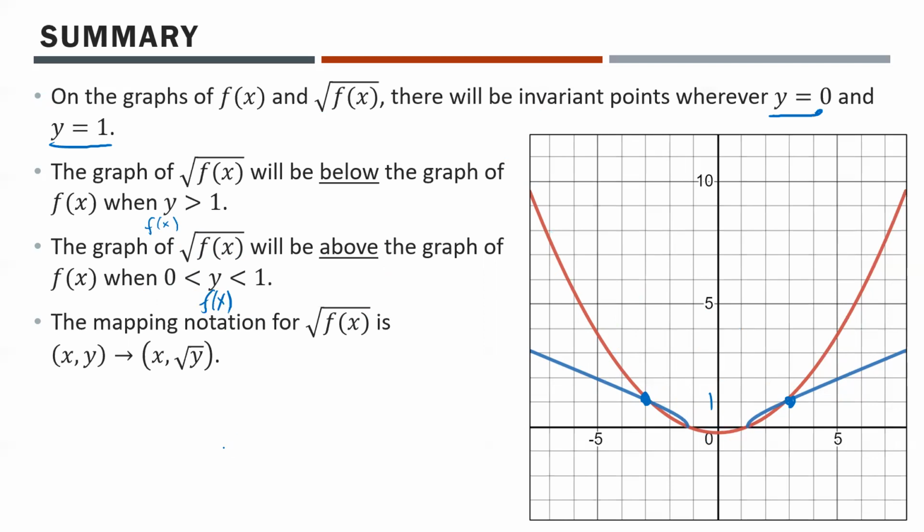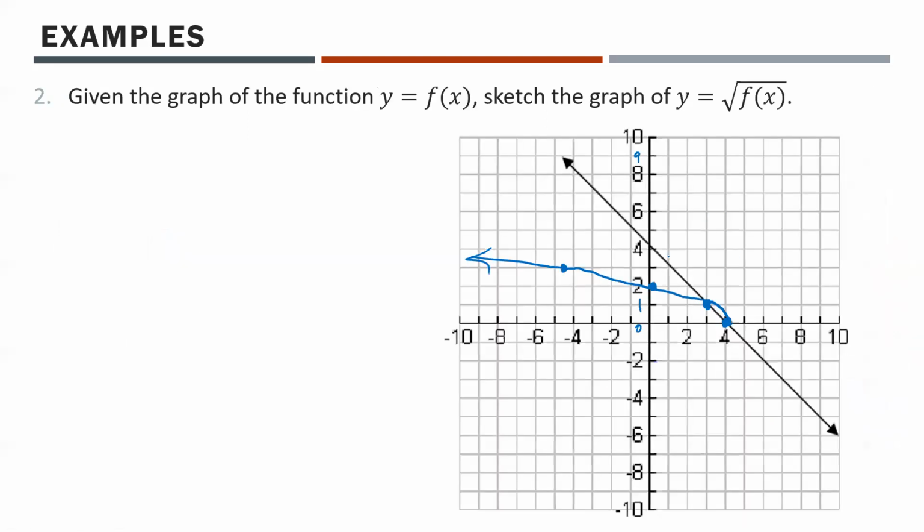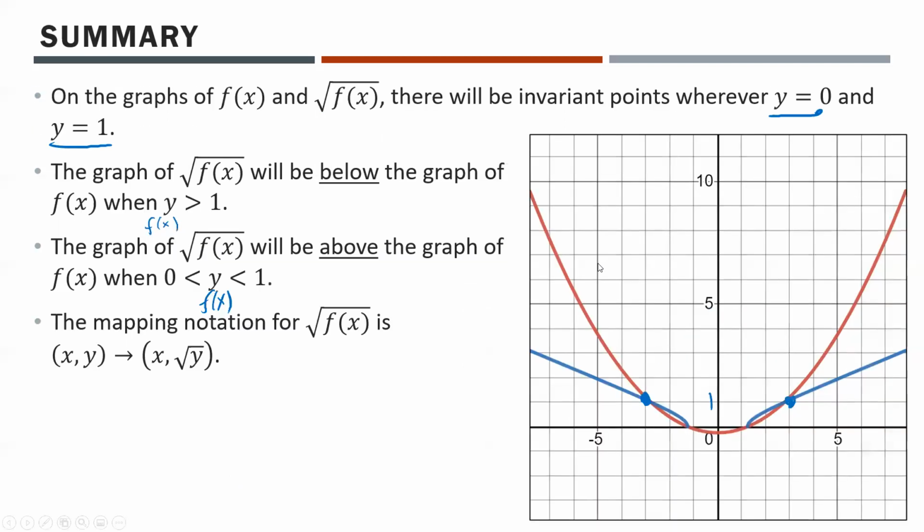And then last but not least, this one's a total buzzkill, but if you are interested in mapping notation, the mapping notation for square roots of functions is just baby food. You're just taking x, y and turning it into x, square root of y. You're just square rooting your y values, as we saw on this last graph where I just square rooted my y values. I seriously just brought them right down. That's all. Anyway, that's it for that.